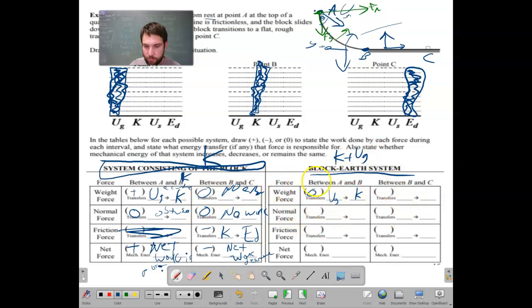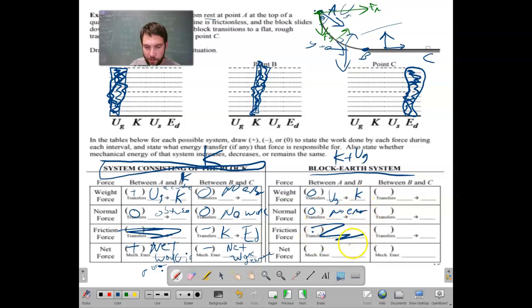Normal force, you already know. It's still zero by definition. The displacement is always about 90 degrees to the normal force acting. So there is no energy involved here.